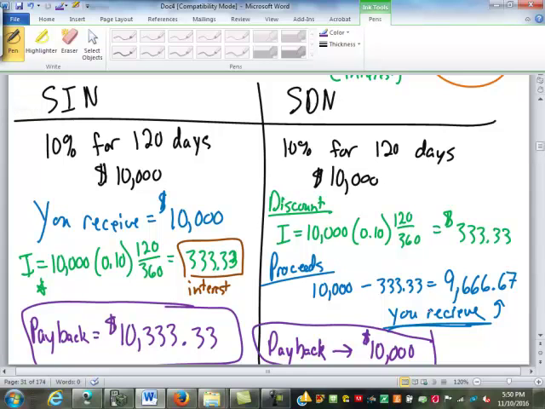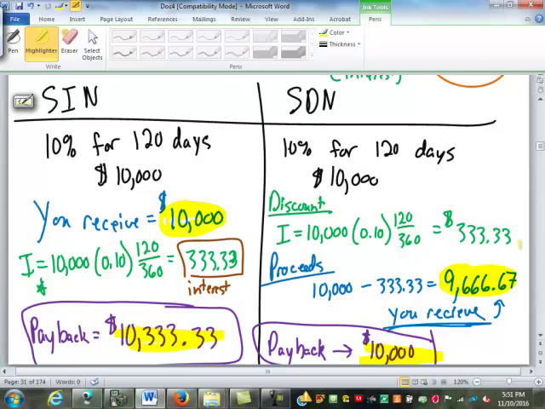So you notice, in both cases, it's a $10,000 loan. In both cases, the dollar amount of interest comes out to be $333.33. The difference is here, you receive the full $10,000 and you pay it back plus the interest. Over here, you receive a discounted amount. In other words, they take out the interest first, and then you just pay back the full $10,000.